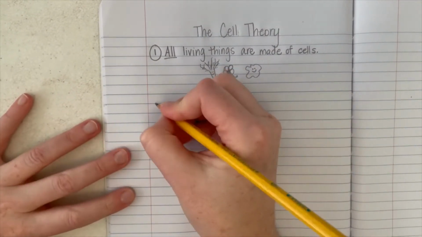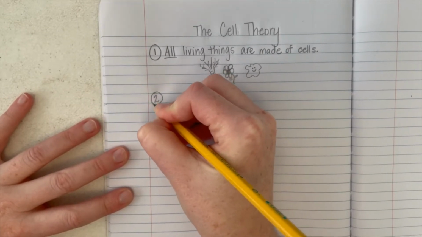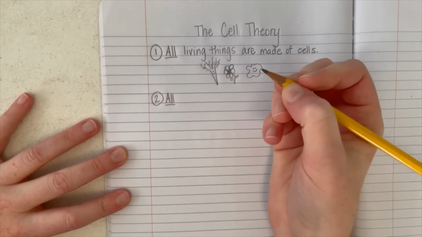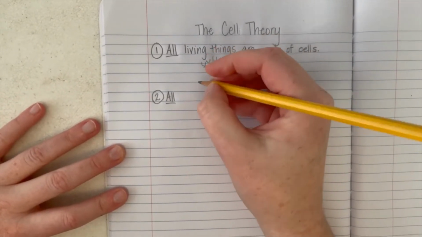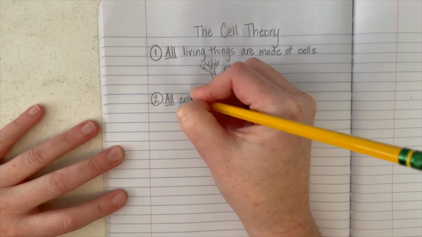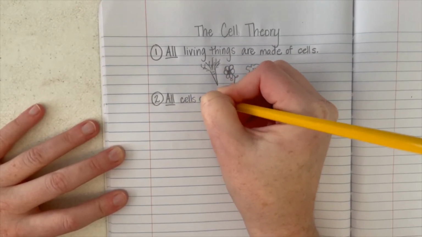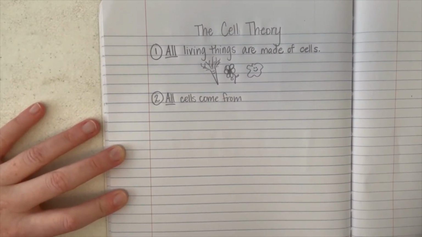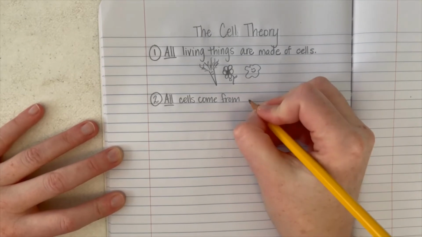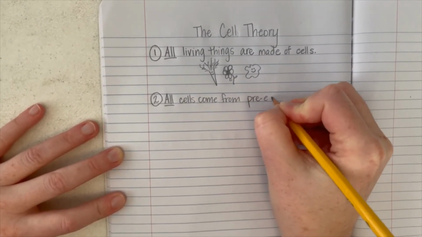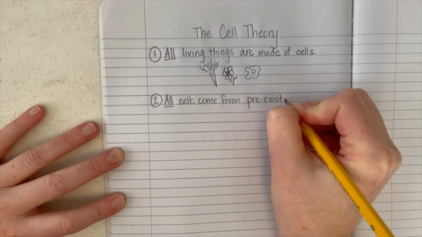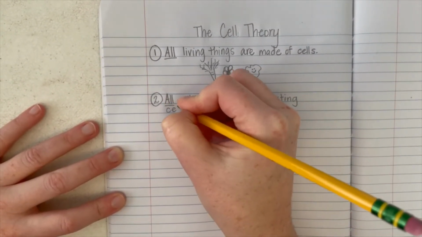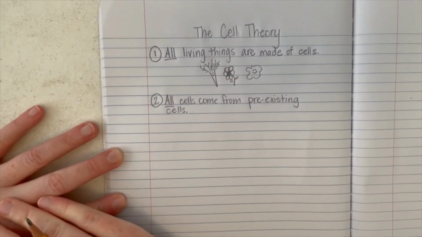Okay. Second, all, again, there's that word all, which is scary to say out loud because it seems so definitive, but it is. All cells come from pre-existing cells. So obviously we don't know exactly where the first cell originated, but we do know that every cell since has come from a pre-existing cell that was already there.